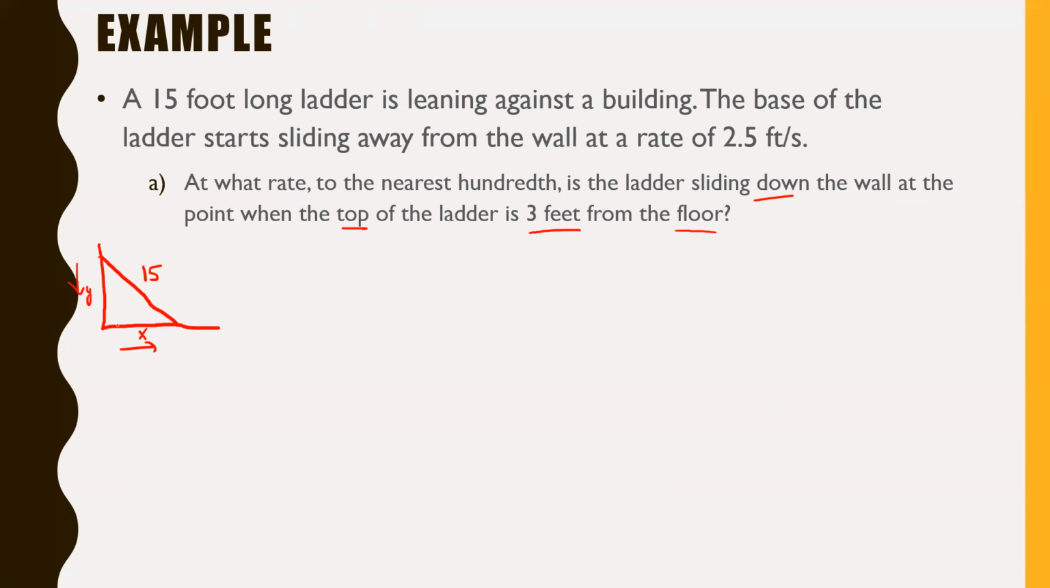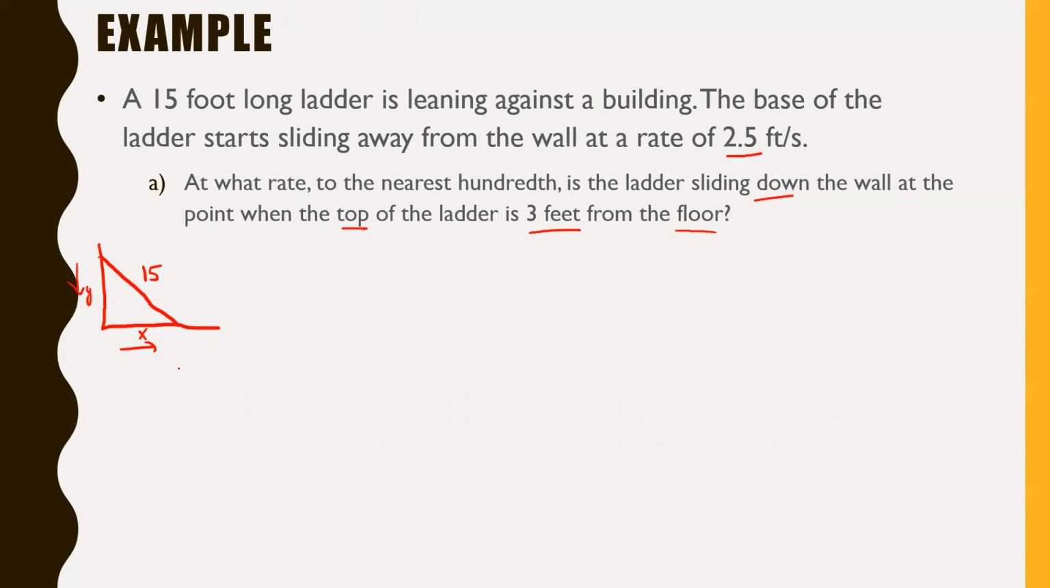So let's take inventory of all of the little pieces of information that we have. We know 15. That's set in stone. That's not going to change. This ladder is not going to extend or shrink. The next number we know is 2.5 feet per second, and that is the rate at which the base of the ladder is sliding away from the wall. You could say that that is the rate of change of our x value. Our x value is getting bigger at a rate of 2.5 feet per second.